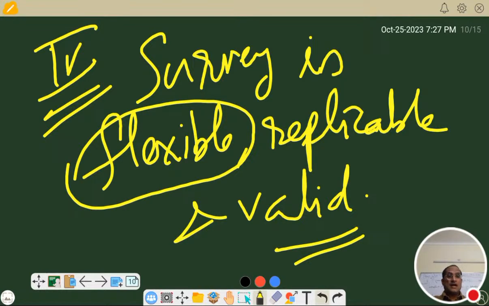The survey is not rigid. Suppose I am supposed to take the information from each and every house. Some of the houses are locked. In some of the houses, people simply deny to come out. In some of the houses, they say, I am not going to give you any opinion. Even then, the survey is valid. Survey is not rigid.